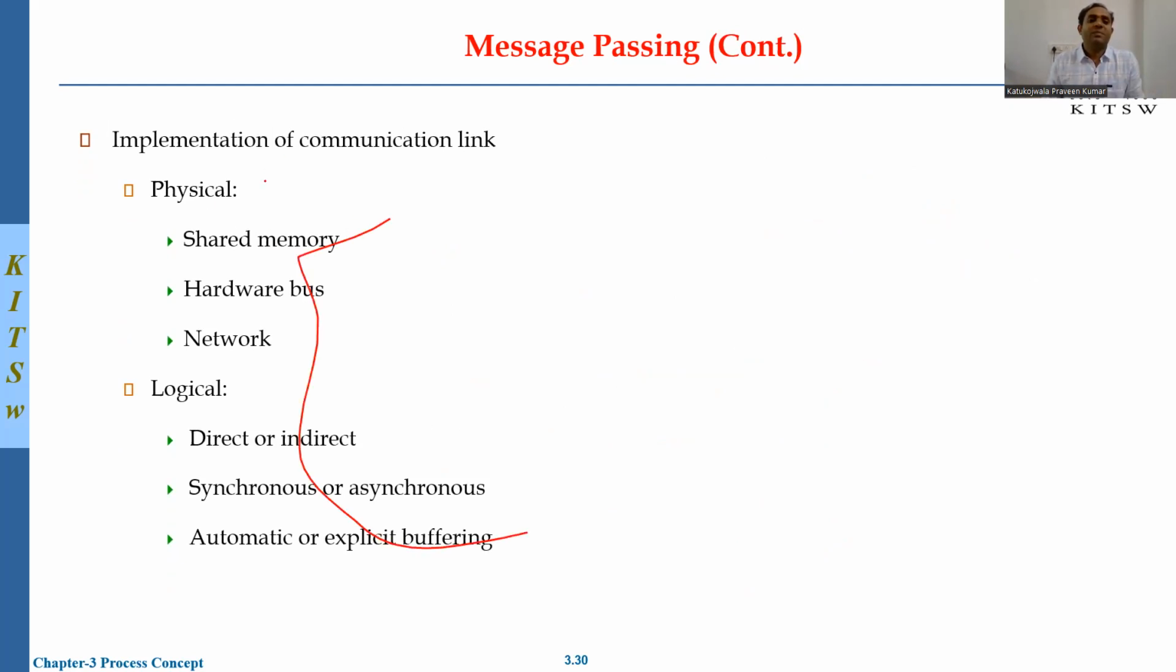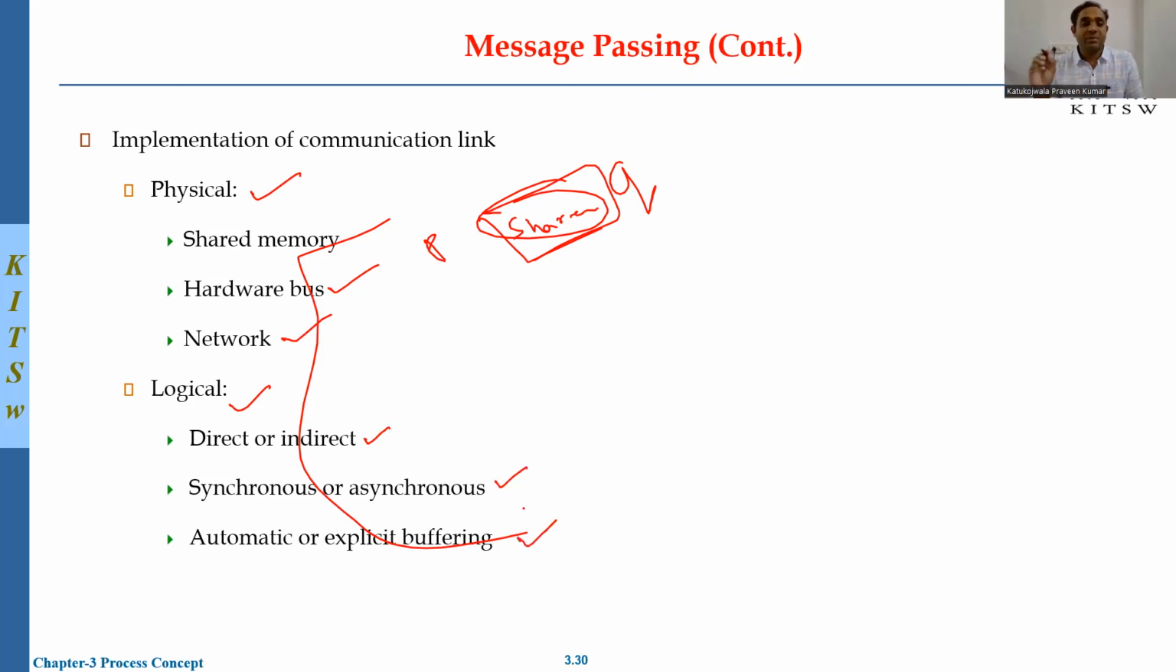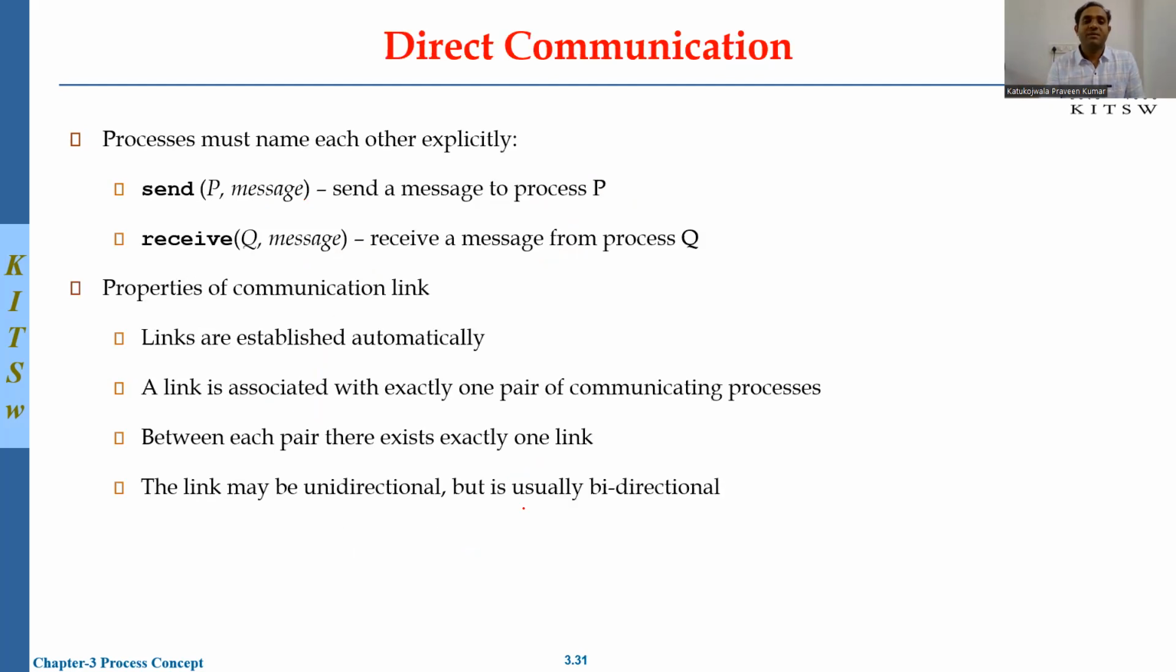Communication implementation can be physical or logical. Physical is whenever you give shared memory for several processes, so you establish a shared memory. The hardware buses, cables, and networks you use are also communication establishment. Logical is direct or indirect, synchronous or asynchronous, and implicit or explicit buffering. These are the logical message passing.